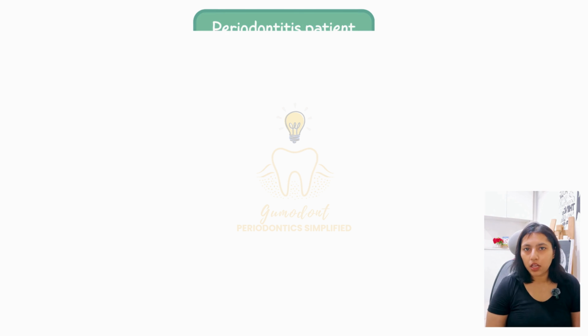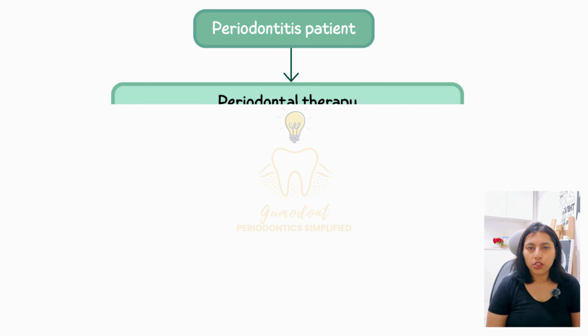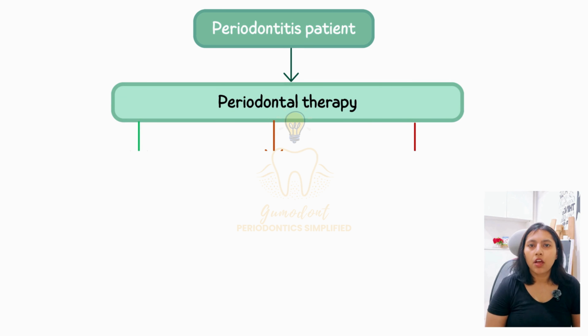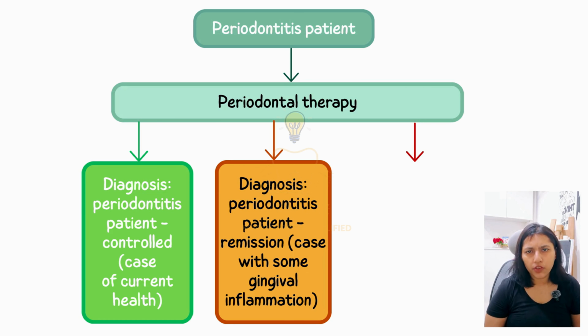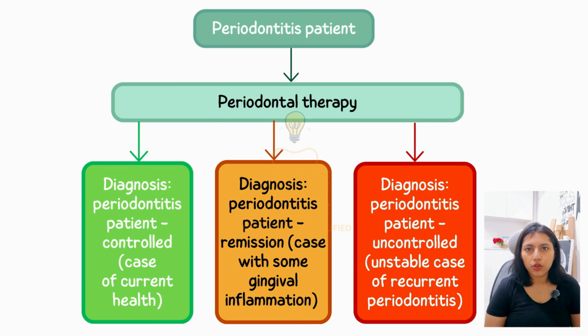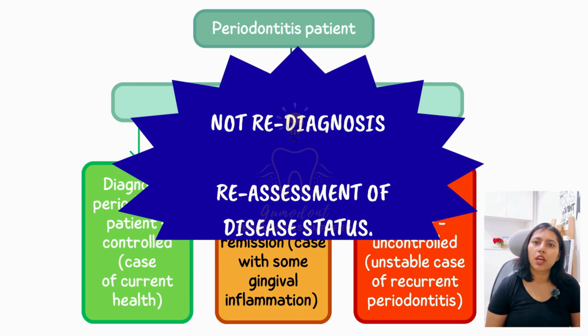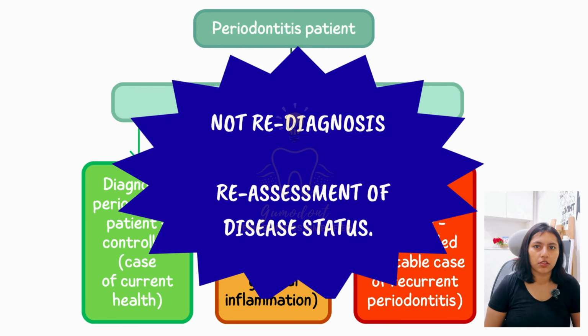So based on current status, a treated periodontitis patient can be in 3 stages. Controlled, which is stable and healthy. Remission, where some amount of gingival inflammation is present. And uncontrolled, where disease recurrence has happened. Hence, instead of re-diagnosing the disease again and again, we describe the current condition of the same disease.